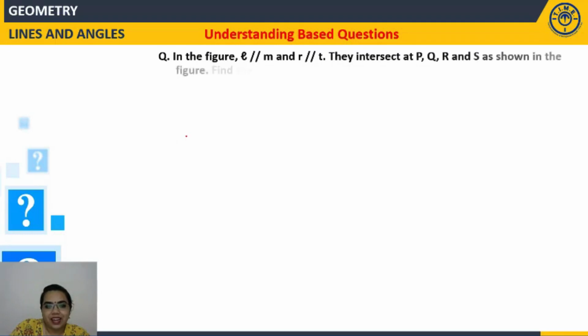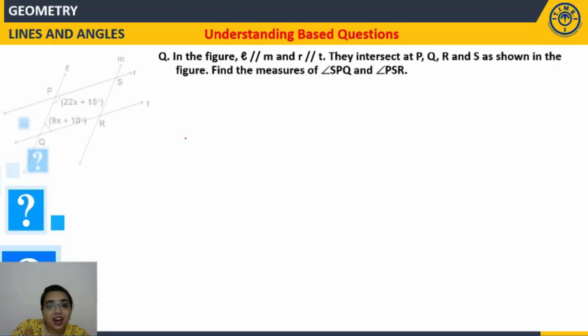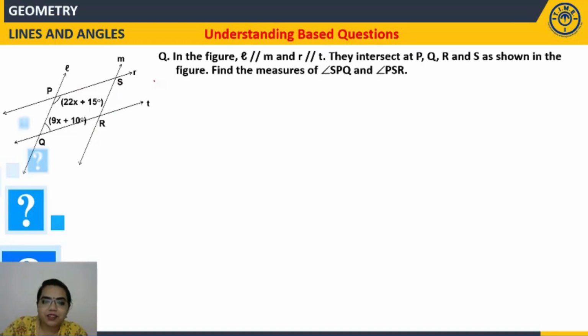In the figure, L is parallel to M and R is parallel to T. They intersect at P, Q, R and S as shown in the given figure. Find the measures of angle SPQ and angle PSR. Okay, what is given here?